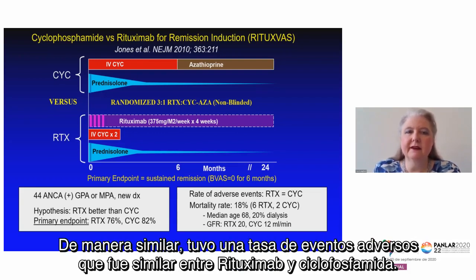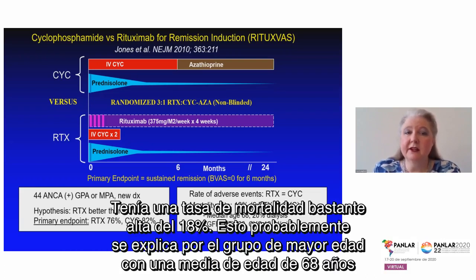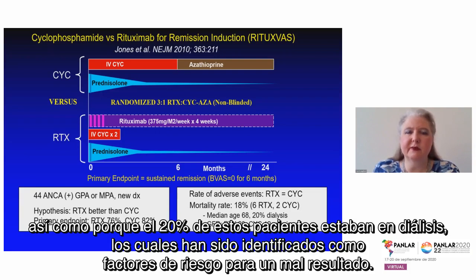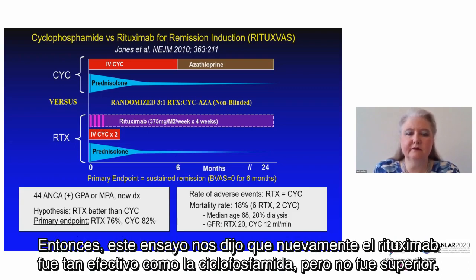It similarly had a rate of adverse events that was similar between rituximab and cyclophosphamide. It did have quite a high mortality rate of 18%. This was likely explained by the older age group with a median age of 68, as well as 20% of these patients being on dialysis, both of which have been identified as risk factors for poor outcome. So what this trial told us is that, again, rituximab was as effective as cyclophosphamide, but it was not superior.